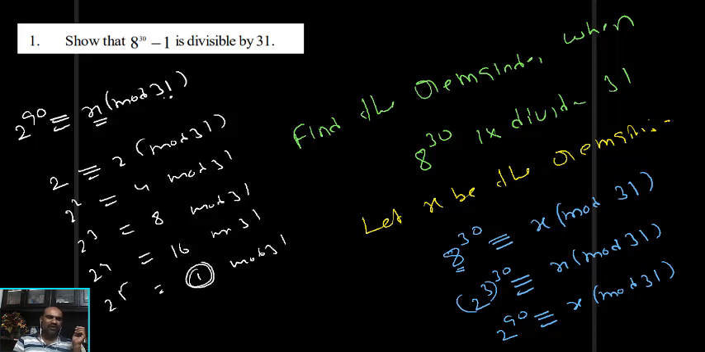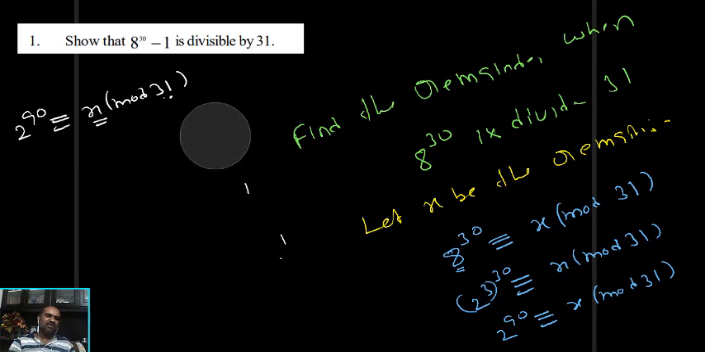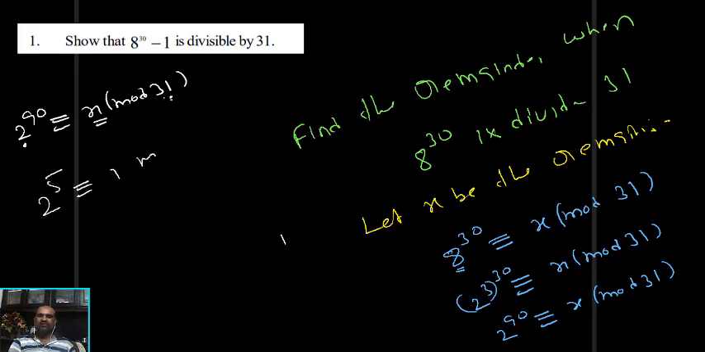Observe here, you got one smaller number. 2 power 5 is congruent to 1 modulo 31. 32 minus 1 is divisible by 31 only. So what is my conclusion? What am I trying to explain to you? Try to find 2 power something which gives a number nearer to a multiple of 31. So I got 2 power 5 congruent to 1 modulo 31.